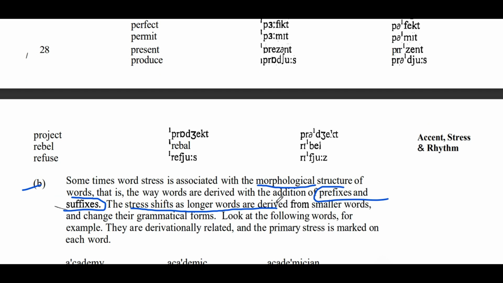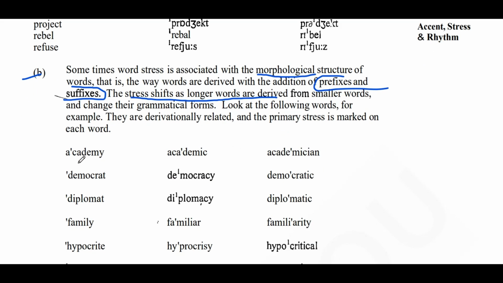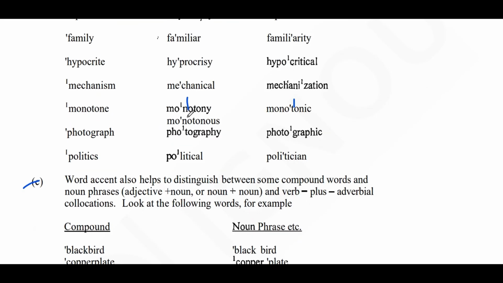Now I come to the second part. This is about the morphological structure of the word, that is derived by the addition of prefixes and suffixes. The stress might change a little bit when a longer word is derived from a smaller word. For example, academy, you stress this part. When I say academic, you stress this part. And when I say academician, I have a different pronunciation again. Monotone, monotony, monotonic. Even though it is almost a similar word and we have just changed the last part, the pronunciation is entirely changed.